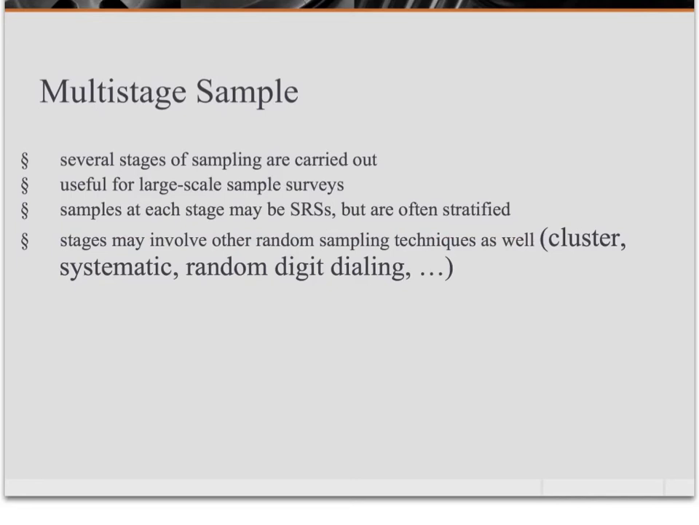And these are less often used, and we don't talk about them as much, but they're perfectly valid in certain instances to use these kinds of things, like cluster samples, systematic sampling, and random digit dialing. And those are all in your book for you to read about further.